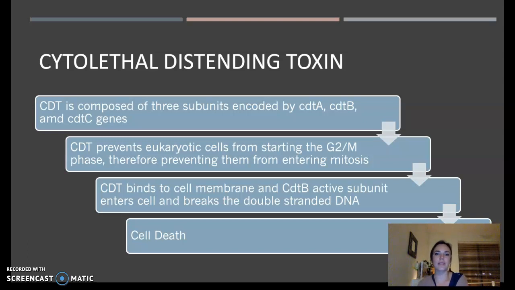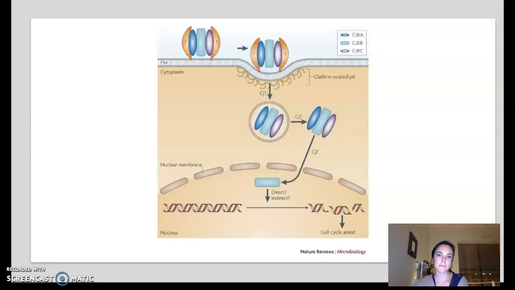So these cytolethal distending toxins have three subunits, CDTA, CDTB, and CDTC genes, which prevent the eukaryotic cells from starting the G2/M phase, which prevents them from entering mitosis completely. The CDT binds to the cell membrane and then the CDTB active subunit will enter or cross the nuclear membrane and break the double-stranded DNA, causing apoptosis of the cell.